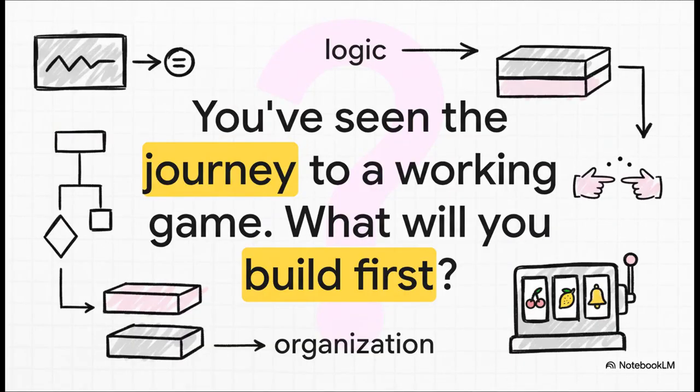So there you have it. We've gone from a single variable all the way to a functioning game. We've seen how logic, interaction, and good organization are the real secrets behind the builder's journey. So I guess the only question left is, now that you've seen the blueprints, what are you going to build first?